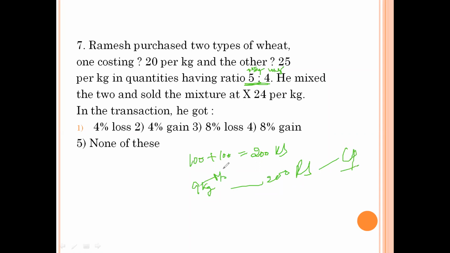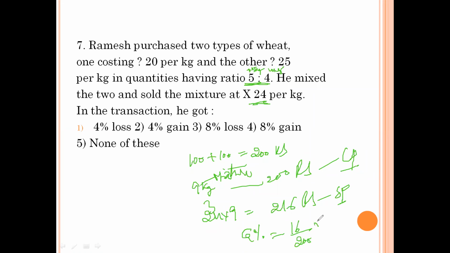So 9 kilos total cost is 200 rupees. This is the cost price. 9 kilos is the mixture of the two. Now here we sold this mixture at 24 rupees per kilo. 24 into 9 is 216 rupees. This is the selling price. Selling price more than the cost price means the person gets a gain. Gain percentage equals gain, 216 minus 200, by cost price 200, into 100, which is 8% gain. So option number 4 is the right answer.